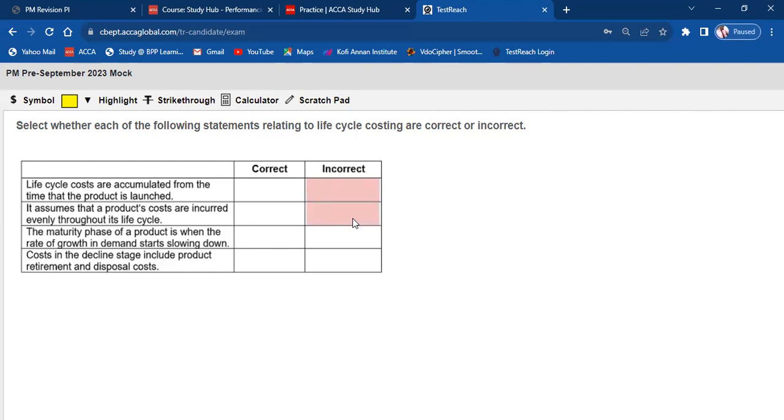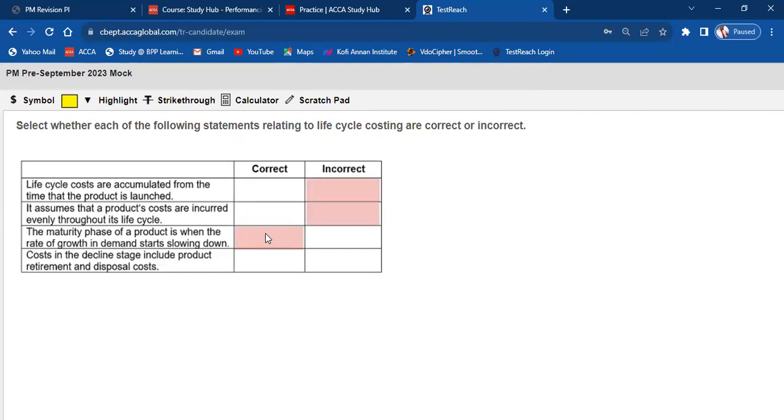The maturity phase of a product is when the rate of growth in demand starts slowing down. Yes. So in maturity stage, we still increase sales, but the speed with which it increases slows down. That's maturity, because lots of people are in the market fighting for the few customers that are there. Friends, these examiners know how to rewrite these sentences another time so that you read and you think it's the same thing, but it's not the same. That's why you need to give time to think.